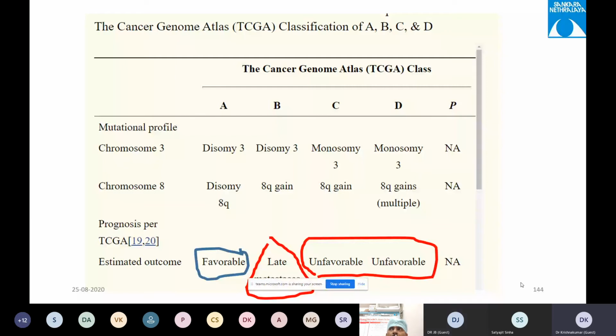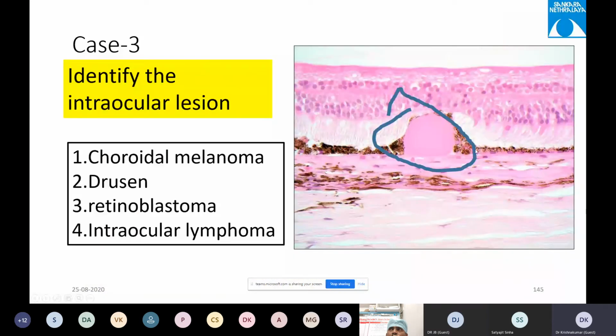Now, what is this? Is it melanoma, retinoblastoma, or drusen? These are the retinal layers, this is the RPE. You find some pinkish material beneath the RPE. This is drusen.